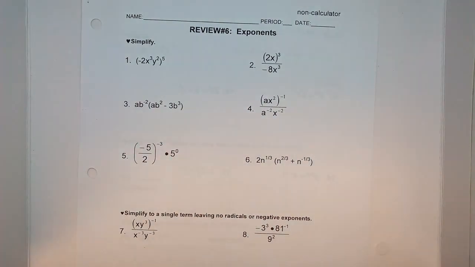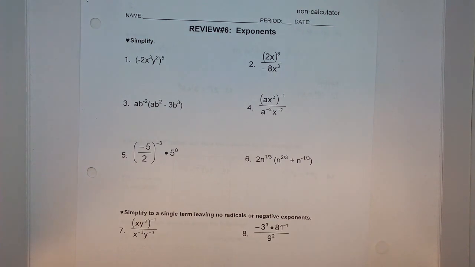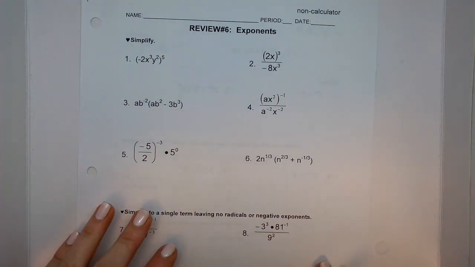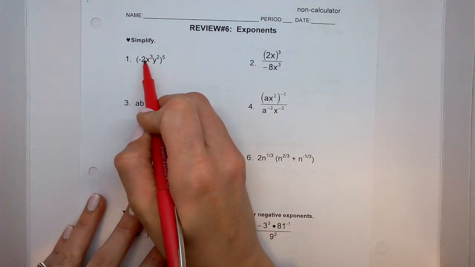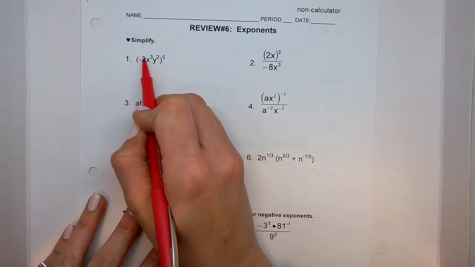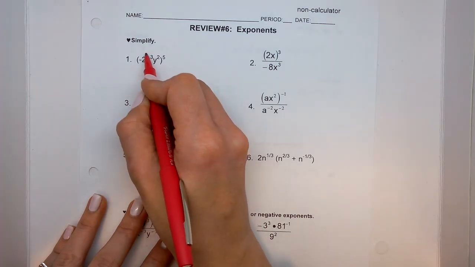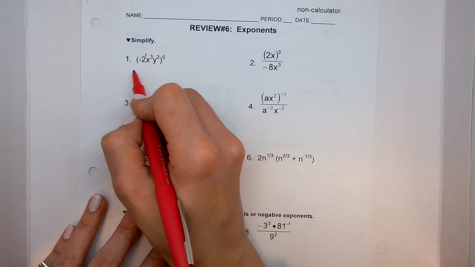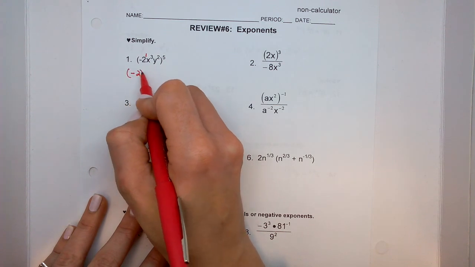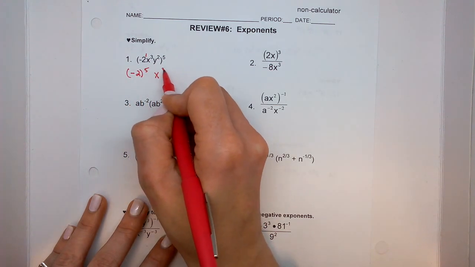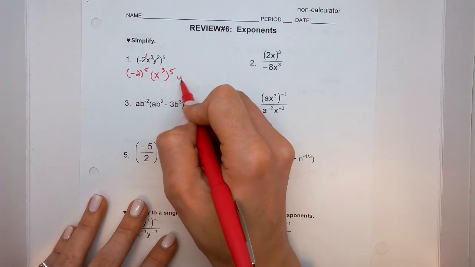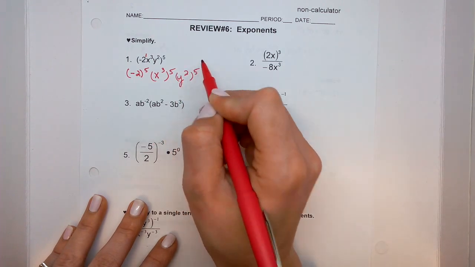This is the review of exponents for pre-calculus. Okay, for questions 1 through 6, we're simplifying the expression. So on number 1, notice that we're multiplying everything inside the parentheses. So what you're going to want to do is raise every single power to the 5th. So we'll have negative 2 to the 5th, x cubed to the 5th, and y squared to the 5th.